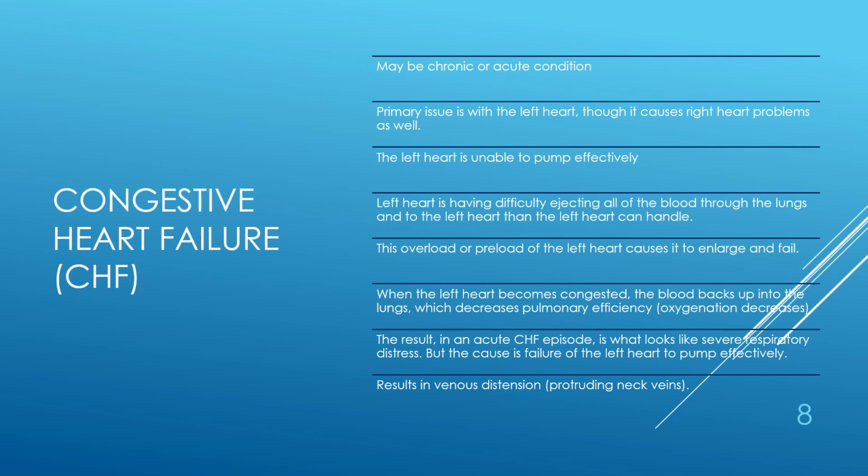Eventually, after time, when you have congestive heart failure, it could work into the right side of the heart too. So just understand it's primarily the left side of the heart, but it can work its way into the right side of the heart. The problem is the ejecting of all the blood out of the ventricle through the lungs, and this actually causes a problem where the blood backs up into the lungs and decreases pulmonary efficiency. Basically, you get pulmonary edema, and then when someone's oxygenation decreases, their PaO2 will go down.